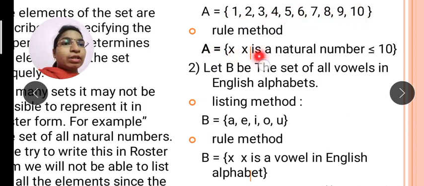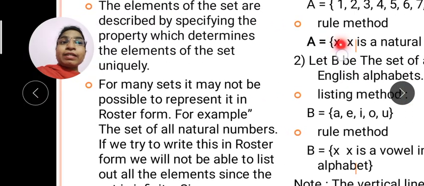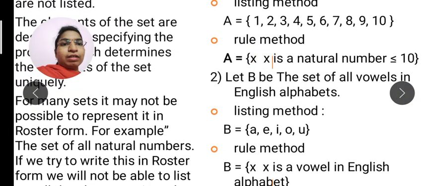I wrote here by the rule method, but how to read it? The question arises. x is an element of set A in such a way that x is a natural number less than or equal to 10. So in this way we are writing the rule method set. It is also enclosed by curly braces, but elements are not mentioned here.